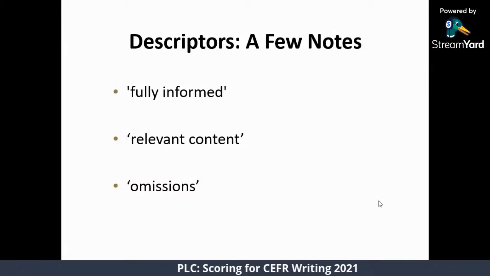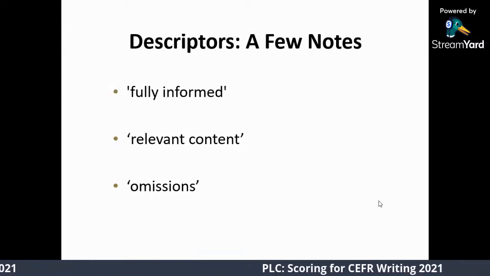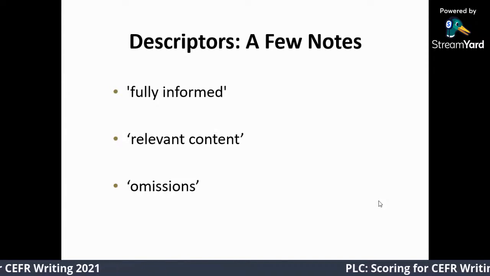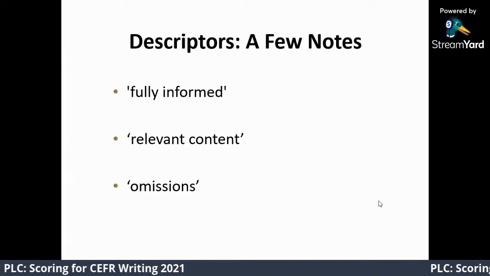Okay, fully informed here means to get a 5, they are aware of all the requirements. So to get a 5, they must be fully informed. Relevant means it is suitable to the context. Omission here means if there are certain points or bullet points that they have been given in the question, but they fail to talk about it, you have to penalize them. So it's not fully informed, there are omissions, right? So you have to take note of that.